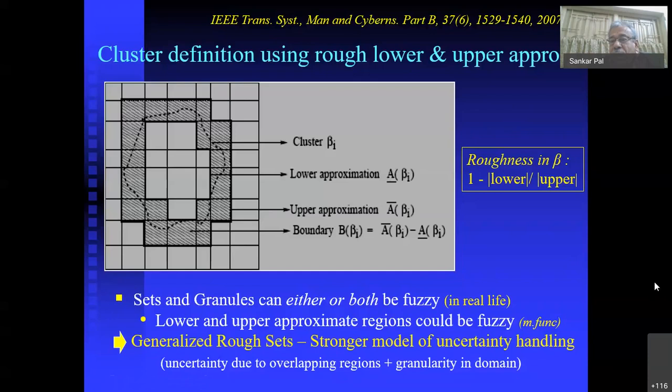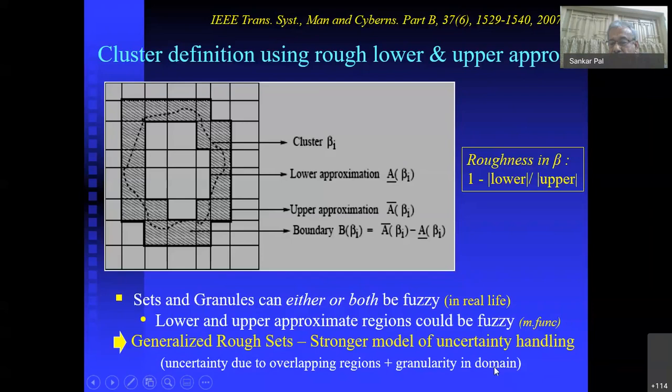Now, the thing is that here, sets and granules are considered to be crisp in Professor Pawlak's theory. But in real life problems, sets could be fuzzy, granules could be fuzzy. Why is a set fuzzy? Because in a gray image, if I ask what is the object, the object has no precise boundary, therefore it could be fuzzy. Similarly, if you work with a 3x3 window for an image, the 3x3 windows could be disjoint or overlapping. Therefore, this gives rise to the concept of generalized rough set, which is a stronger model for uncertainty. Why is it stronger? If we handle uncertainty using either fuzzy set or rough set, you cannot have better than a judiciously designed combination. Again, we are not bringing in probabilistic uncertainty, that means uncertainty arising from the probability of occurrence of an element. If you put it together, it will be more. So it is uncertainty due to overlapping regions and uncertainty due to granularity.